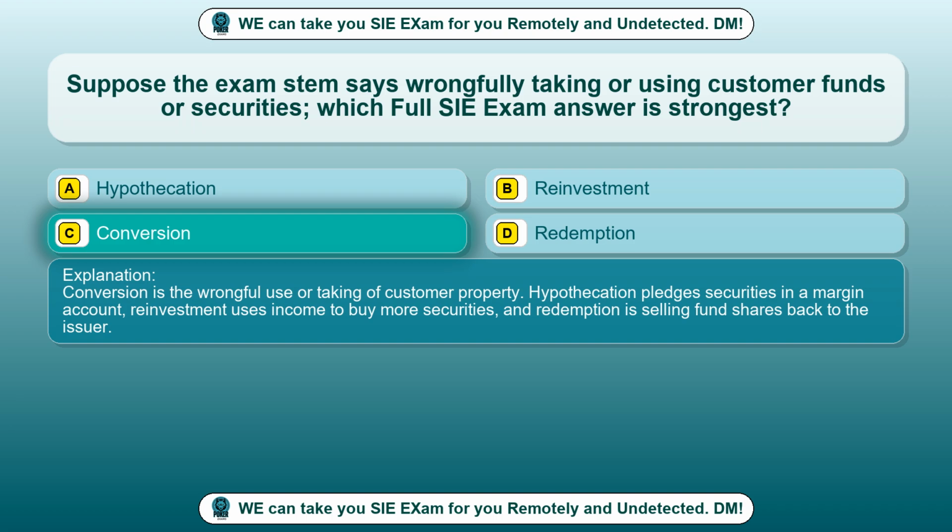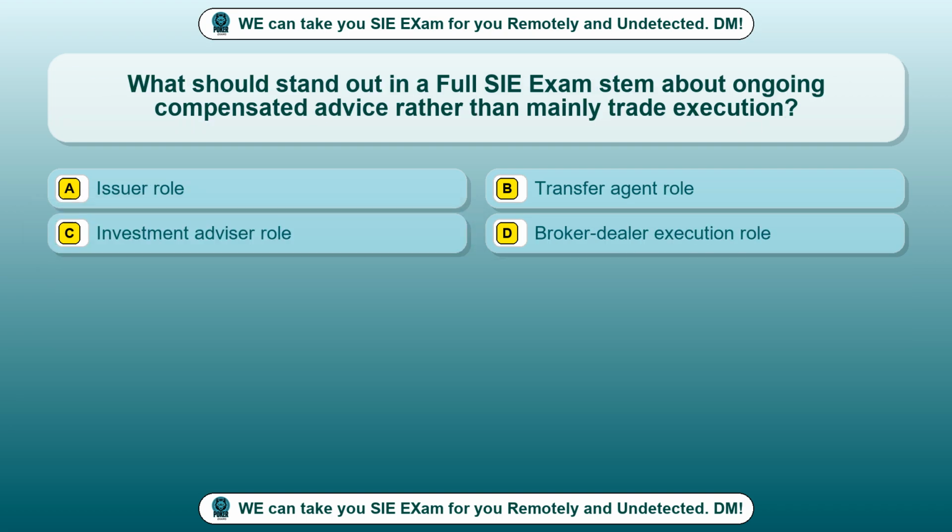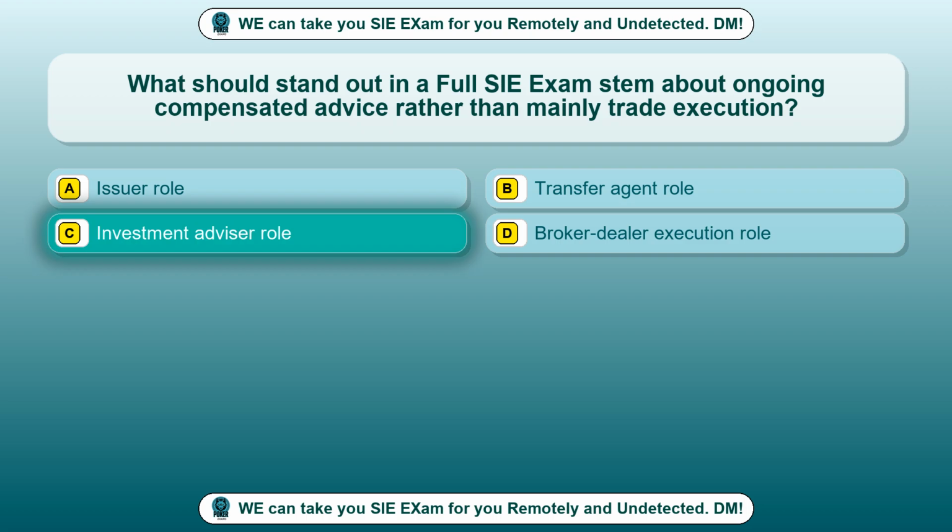Question 58. What should stand out in a full SIE exam stem about ongoing compensated advice rather than mainly trade execution? Option A, issuer role. Option B, transfer agent role. Option C, investment advisor role. Option D, broker-dealer execution role. The correct answer is option C, investment advisor role.